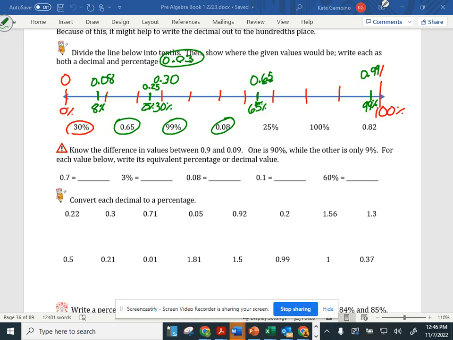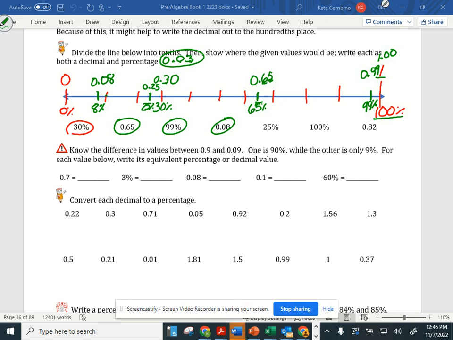So then we have 100%. We already have that on there. Whew, that was an easy one. 100% is the same as 1 whole. So if we wrote it with a decimal, it would be 1.00. Because we want to go out to that hundredths place for our decimals. It's the same thing. 1 and 1.00 equal the same amount.